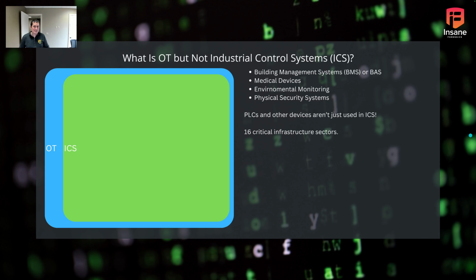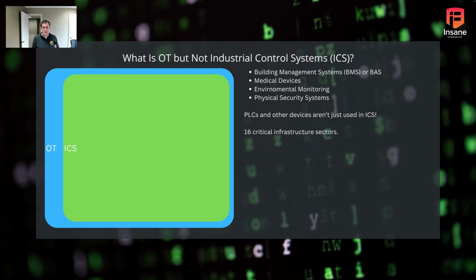Now, a core question we're going to have here is, if ICS and OT are different, what is OT but not ICS? One area is building management systems and building automation systems. Technically, those are physical things in the physical world being controlled by computers, but they're not technically industrial control systems. Medical devices, same deal. Environmental monitoring, physical security systems, the fire systems in a lot of cases. Oftentimes those can be OT systems, but they're not necessarily tied to industrial uses or industrial control itself.